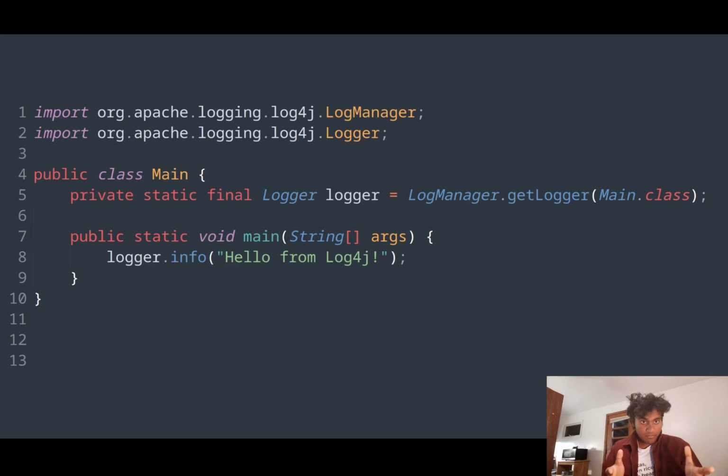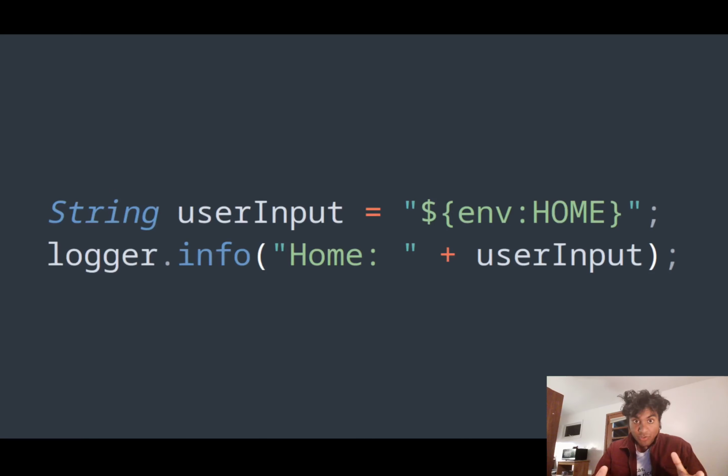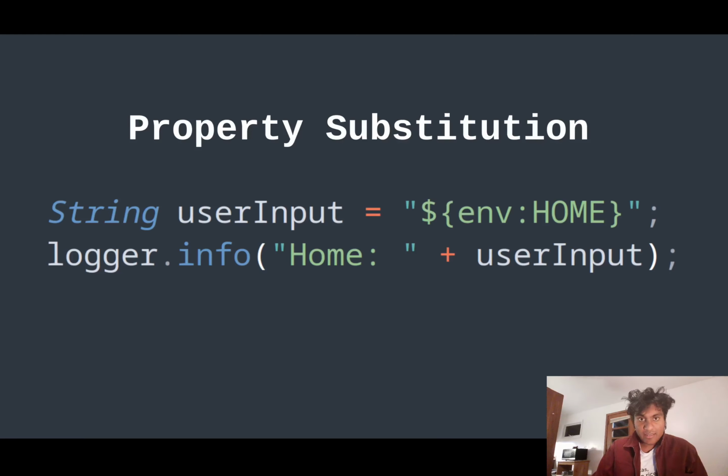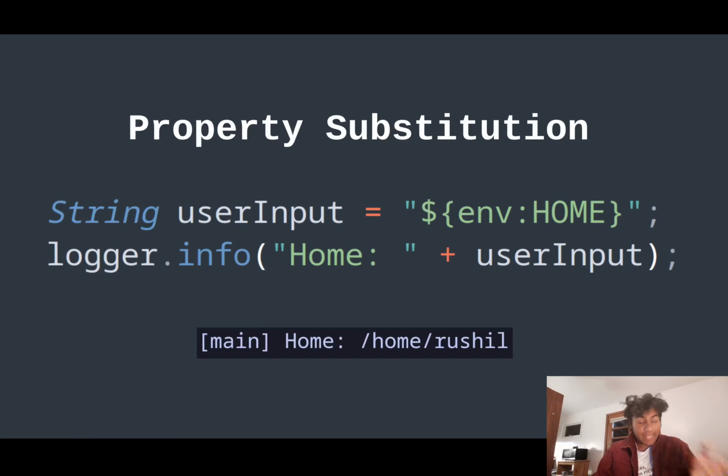So this is basic Log4j code. We're creating a logger, and then we're logging the string. Another way that we can use Log4j is using this type of string, where if we take input from the user, and let's say this is what the user inputs, it'll actually use this $ and curly brace string and replace it with, in this case, the home environment variable. And that's called property substitution. And so we're going to get an output that sort of looks like this, where we've got the name of the class, and then our home, and then the actual result of our variable.